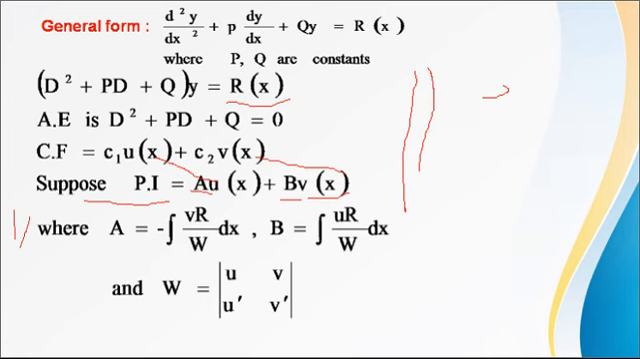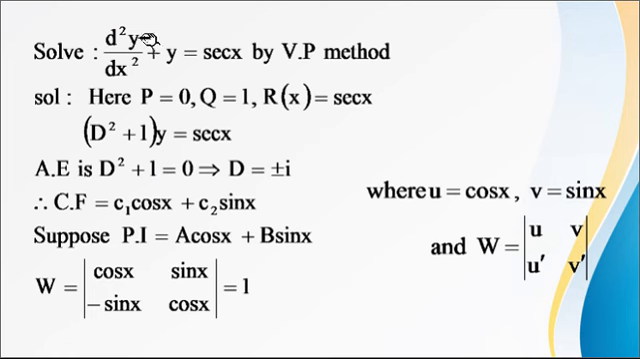See one example: d²y/dx² + y = sec x, solve by using variation of parameters. First of all, you compare with the general equation d²y/dx² + p dy/dx + q y = r(x). So the p value is 0, the q value is 1, and r(x) equals sec x. Write this in operator form, that is (D² + 1) y = sec x.